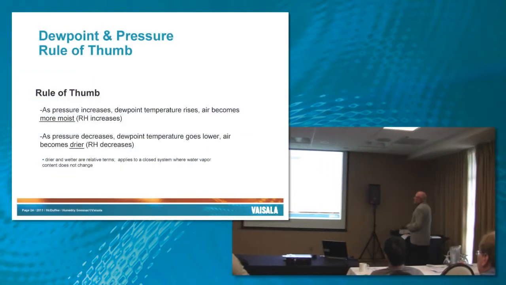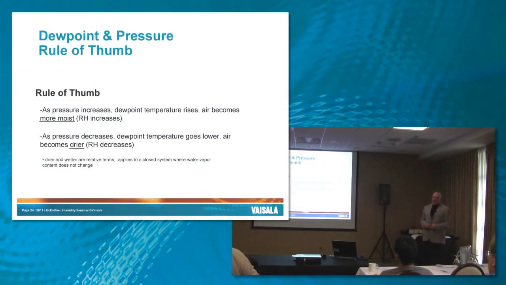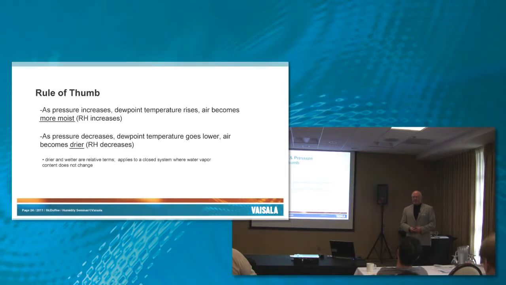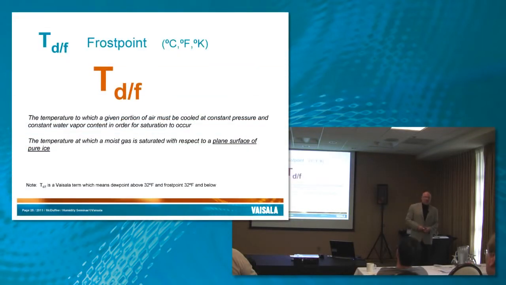Okay, rule of thumb for dew point and pressure. As your pressure increases, your dew point temperature rises. Air becomes more moist. You approach saturation. As your pressure decreases, your dew point temperature gets lower, and it gets farther away from your air temperature, so you get drier. Questions or comments on dew point so far?